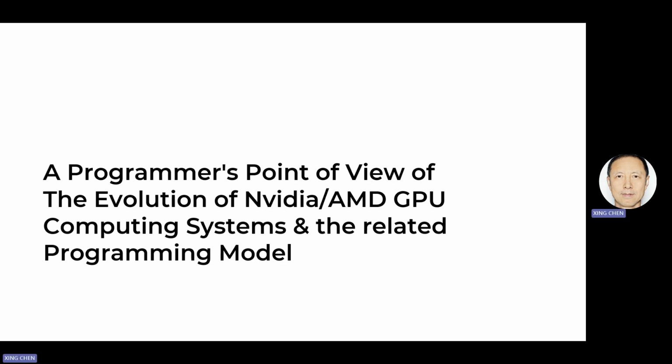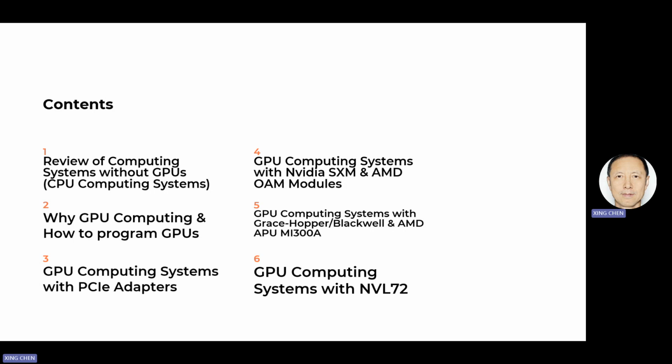Throughout this series, we are going to have a look at the evolution of the NVIDIA and AMD GPU computing systems. We are going to try to understand how this architectural evolution has affected the related programming model, and how all this has affected the way that programmers have written code for these GPU computing systems. This is a long series, so I have decided to divide it into sections.